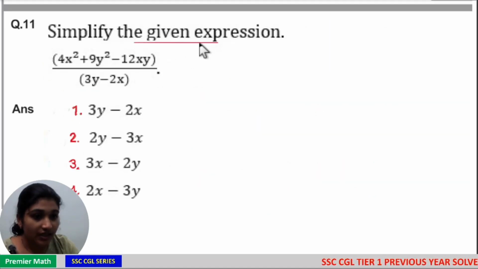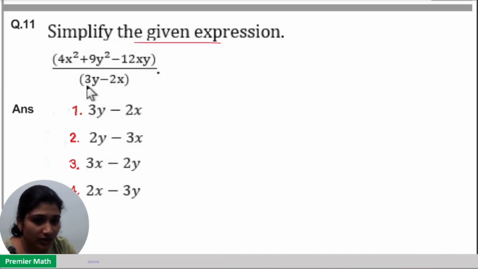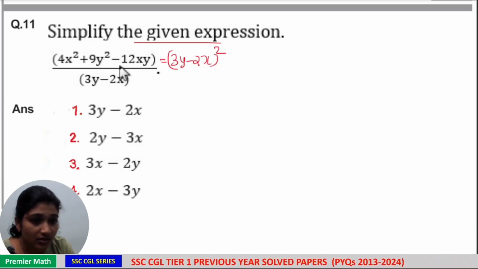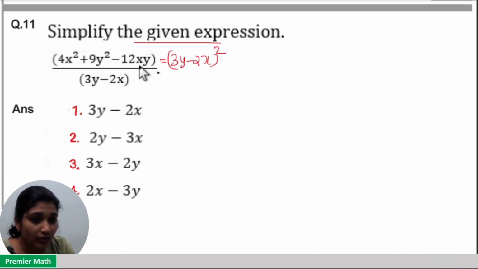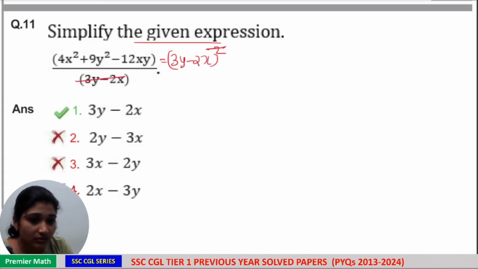Simplify the given expression: 4x square plus 9y square minus 12xy divided by 3y minus 2x. If you look at this, here 3y the whole square is 9y square, 2x the whole square is 4x square, which means here 3y minus 2x the whole square. Here 2 into 3 into 2, 12xy, minus 12xy is here. So this numerator is equal to 3y minus 2x the whole square. Then if you cancel this, the answer is equal to 3y minus 2x. So option 1 is your answer.